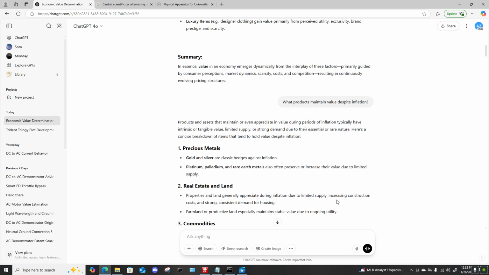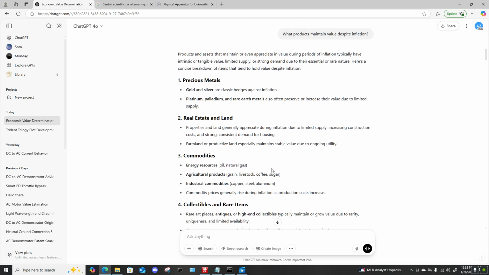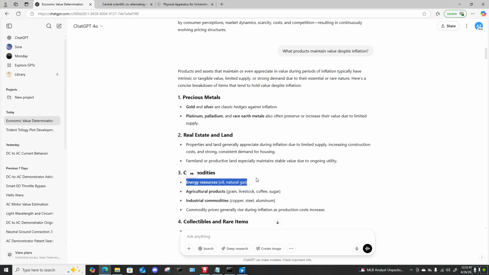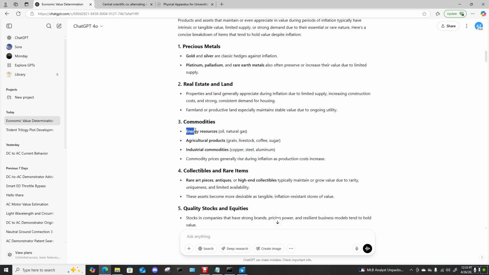So the products that are not affected by inflation are items like precious metals, real estate, land, energy, resources, and oil and gas. But those are consumables, though. I'm not sure why ChatGPT put energy, resources, and natural gas, because those are consumables. I mean, I guess the prices of them aren't affected by inflation, but these are time sensitive.